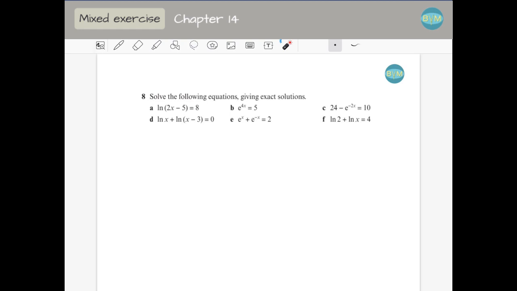Hello, this is question 8 on your mixed exercise 14. You have to solve these equations given exact solutions, so we are not going to use the calculator to evaluate.